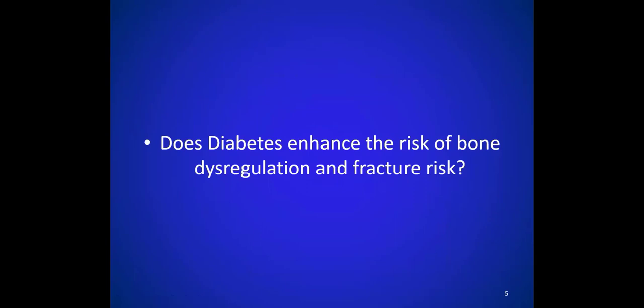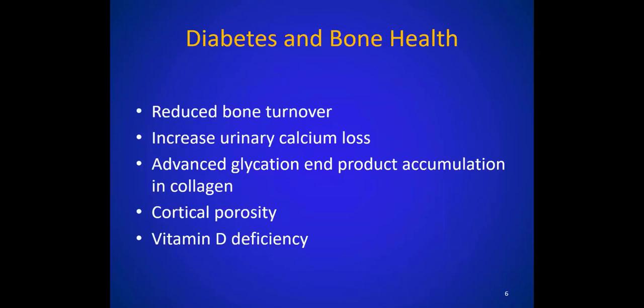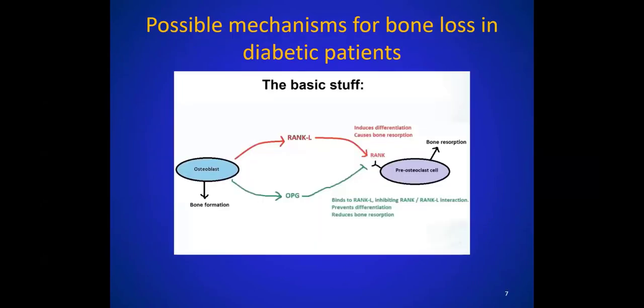Next slide. So does diabetes enhance the risk of bone dysregulation and fracture risk? That's the question we all ask ourselves to start with, to understand the relation between diabetes and bone health. We all know from what we're reading that there is a decreased bone turnover in diabetic patients. It could be because of glucosuria and losing calcium in the urine. The mechanism of increased urine calcium is not very well known, except that it could be due to glucose diuresis. Another cause that might also affect the bone is the advanced glycation end product accumulation in the collagen, and the cortical porosity in patients with diabetes, and vitamin D deficiency, especially in type 2 diabetes with obesity. We'll go into more detail now to understand the mechanisms.